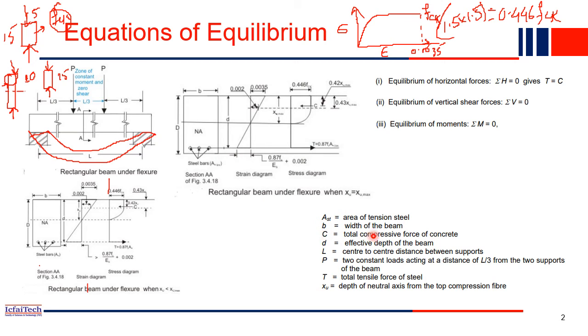Similarly, small b is the width of the beam. So this is the width of the beam, small b. C is the total compression force acting on the beam. This is the entire area of this stress block C. You can see this is what we call the total compressive area.